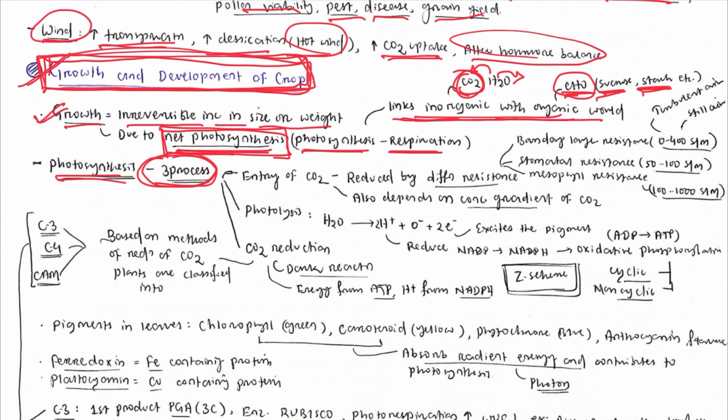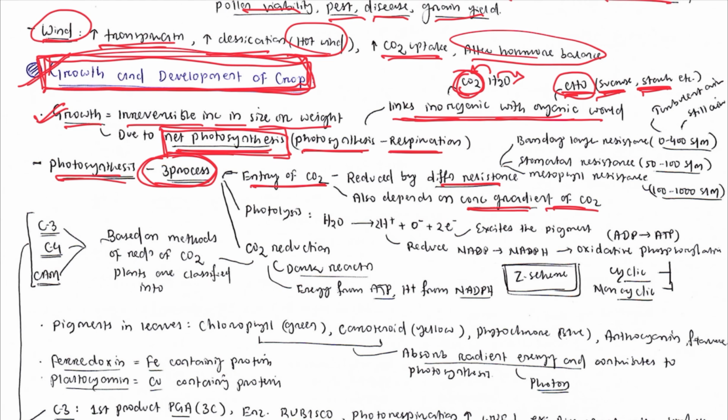The first one is entry of carbon dioxide through stomata. The entry of carbon dioxide happens and it depends on the concentration gradient of carbon dioxide inside and outside. And it is reduced by different resistance mechanisms. If there are different resistance mechanisms in the leaf or canopy, there is resistance to the entry of carbon dioxide. What are those resistances?